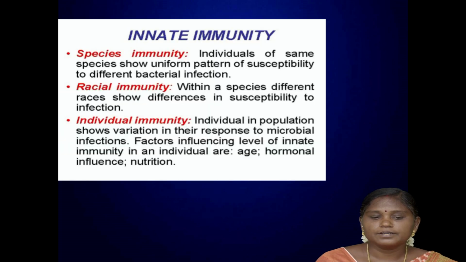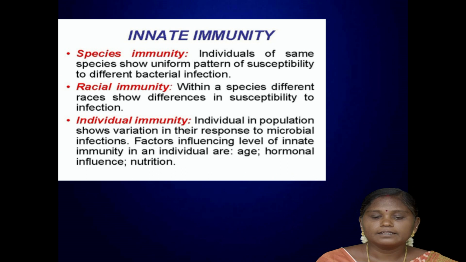This is classified into species immunity, racial immunity, and individual immunity. Species immunity means individuals of the same species show a uniform pattern of susceptibility to different bacterial infections. So that is species immunity, which is specific to some species.